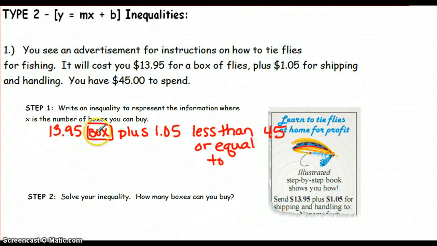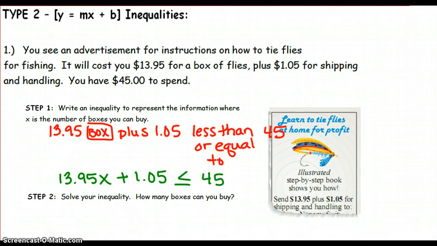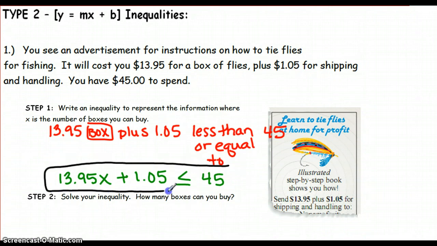We know that a box costs $13.95, but the boxes, we don't know. Is it one box at $13.95? Is it 2 boxes each at $13.95? So the box becomes our variable. So now we have $13.95x plus $1.05 has to be less than or equal, again, to the amount of money we have to spend. So here is the inequality. It's $13.95x plus $1.05 has to be less than or equal to 45.